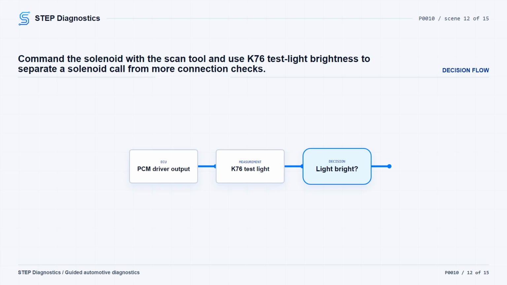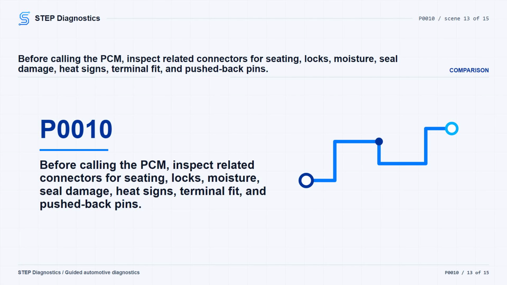If the light is illuminated and bright during the commanded actuation, replace the VVT intake solenoid 1/1, then verify the repair. If the light is not illuminated and bright, continue to the connection checks before condemning the PCM. At this point, handle any applicable bulletins, then inspect the PCM connectors, related inline connectors if equipped, and related component connectors. Look for poor seating, damaged locks, corrosion, water intrusion, seal damage, bent terminals, overheated or discolored terminals, push-back terminals, spread terminals, and poor terminal tension. Repair any condition you find.